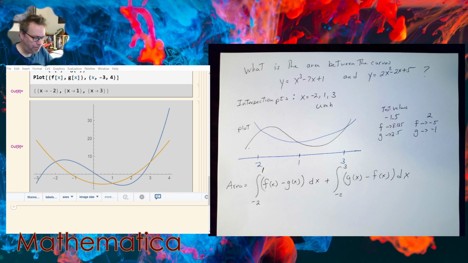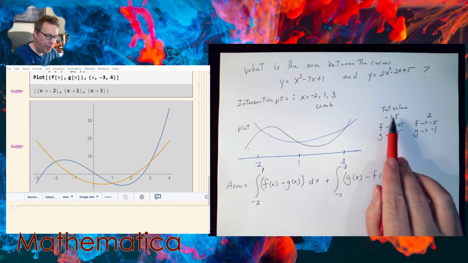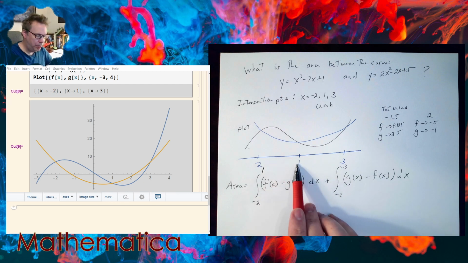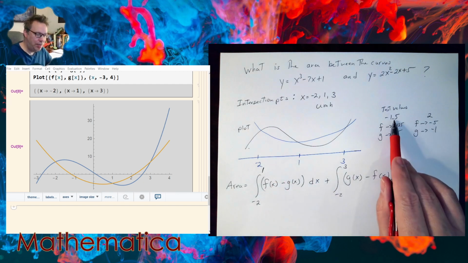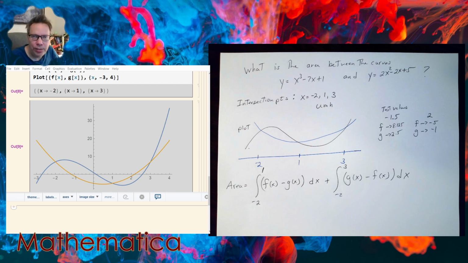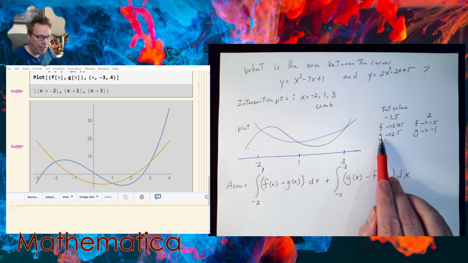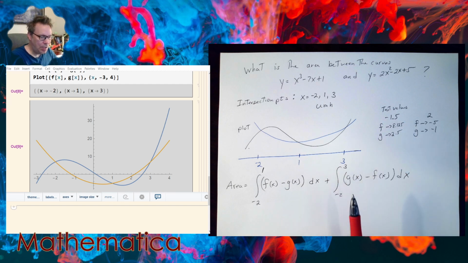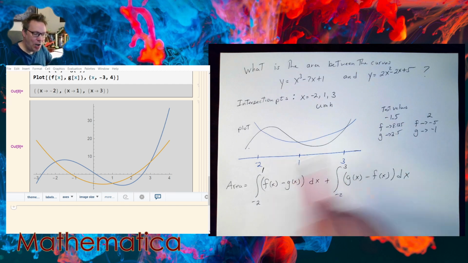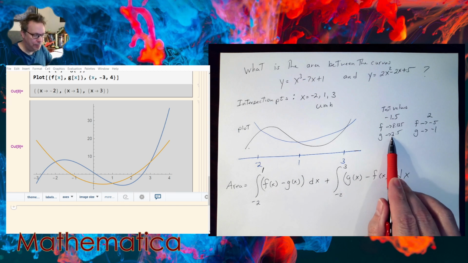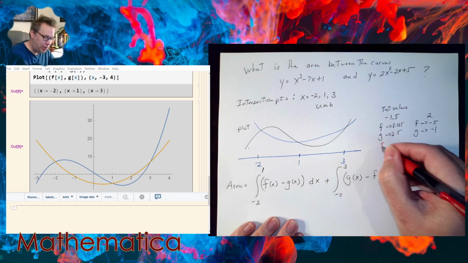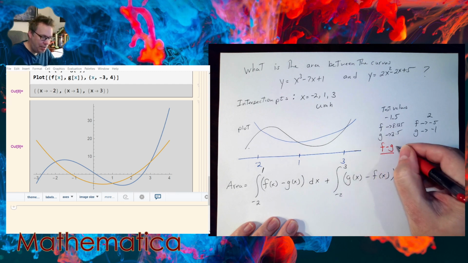If you are unsure of that, you can do some test values. I'm not going to do this in Mathematica right now, but you need to pick a value between -2 and 1. I chose -1.5. You could have chosen 0, which might have been the easier case. I'm going to plug -1.5 into f and into g and look at the outputs. On this interval, I know f is larger than g. So for this interval, I am going to look at f minus g, and this is going to be my height.